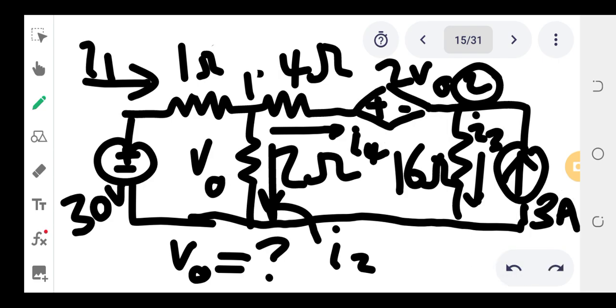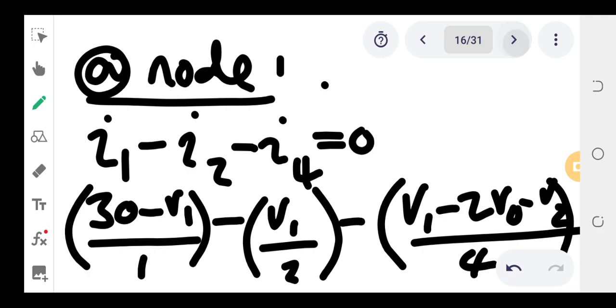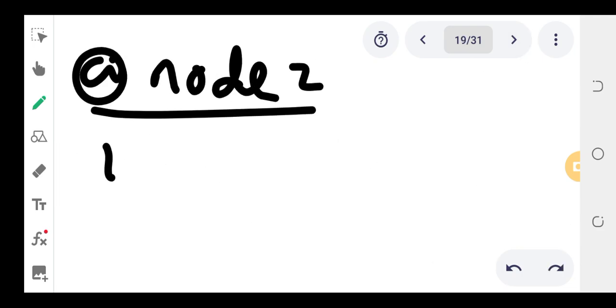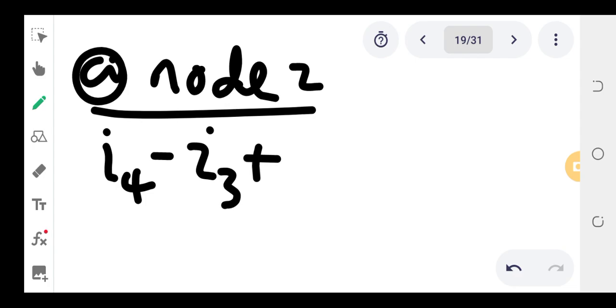So which current is leaving? I3 is leaving. So we say we have got I4 entering, I3 leaving. If I3 is leaving, then it has to be assigned the negative sign. Then the 3 amps is entering. So all of this must be equal to 0 according to KCL. So in this case, let me now replace with the voltage and the resistance. We replace the current in terms of voltage and resistance using the Ohm's law relationship.